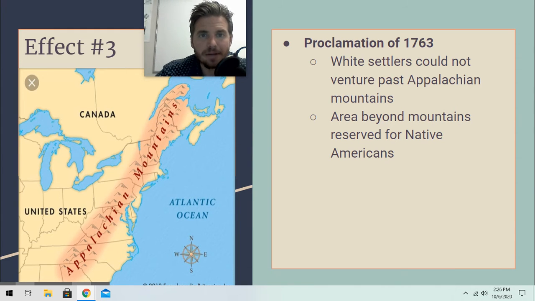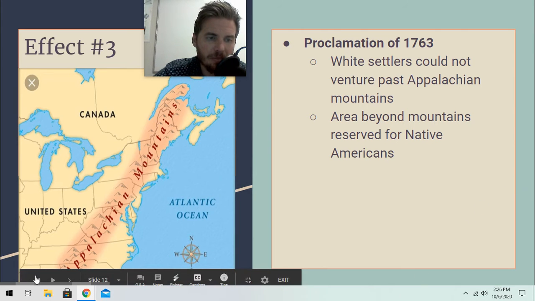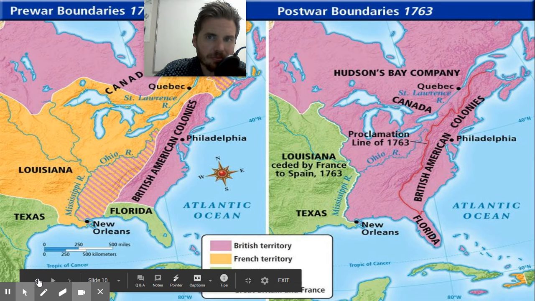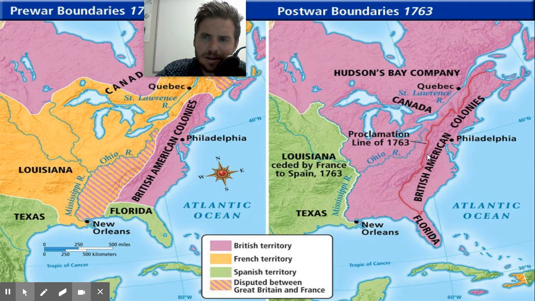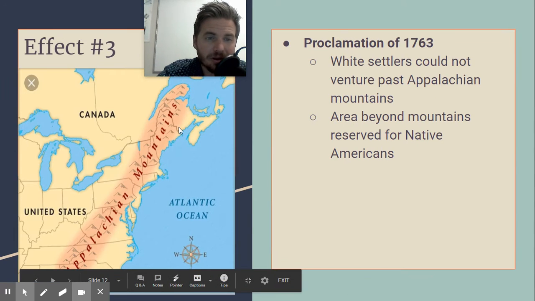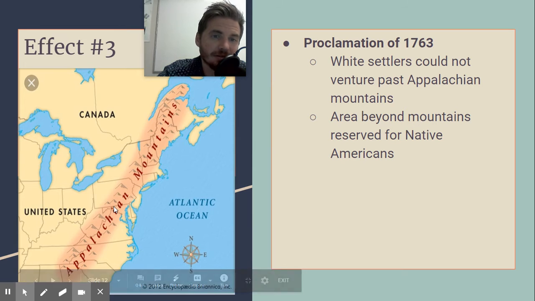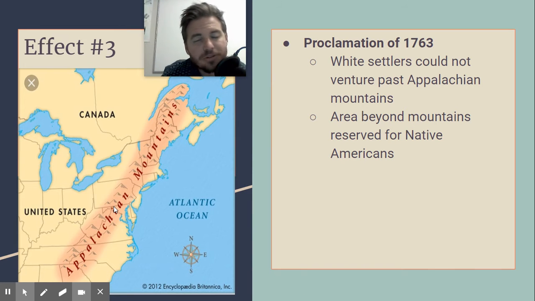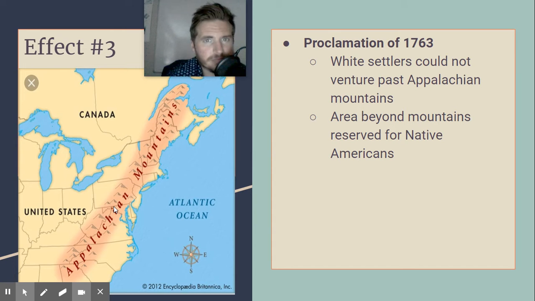So effect number three kind of spawns from Pontiac's War, which again spawns from the French and Indian War. So here we go. Effect three, we have the Proclamation of 1763. If we were to go back to right here, we see there's a proclamation line. Odd. What is that? Well, it actually follows a natural border, and that natural border is the Appalachian Mountains.